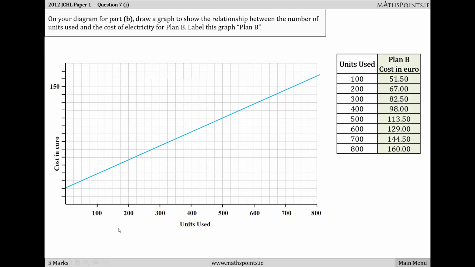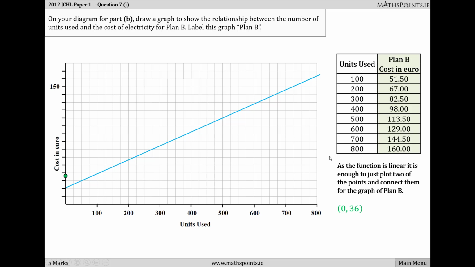In part I, we're now asked to draw the graph showing the relationship between the number of units used and the cost of electricity for Plan B. Again, this is a linear function, and so it's sufficient to just draw 2 points on the graph. If we take the lowest point, when 0 electricity is used, there's a standing charge of 36. So we start at 0 units used and work our way up 10, 20, 30, 40, and go a little more than halfway between 30 and 40, we get to 36.